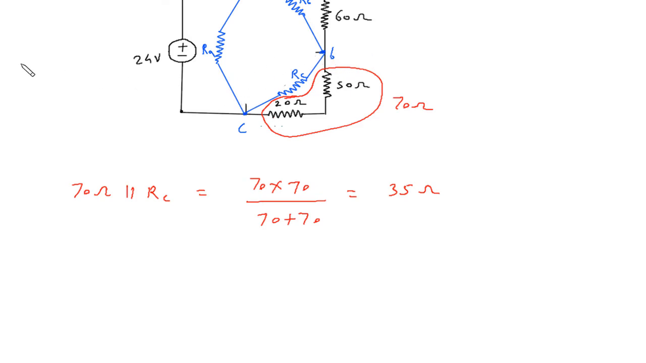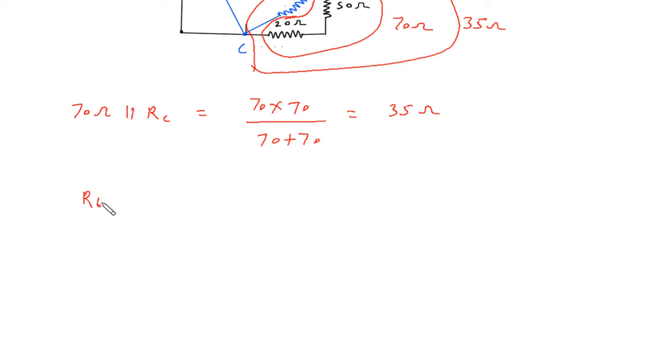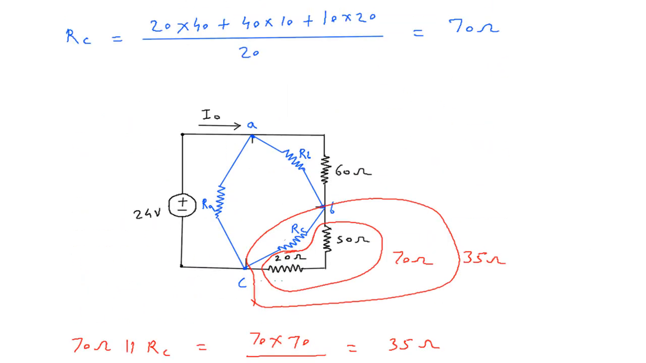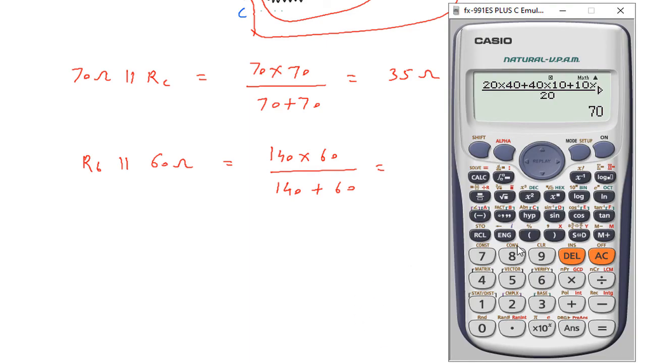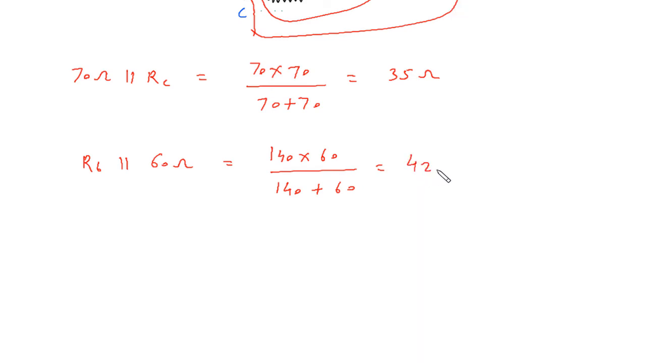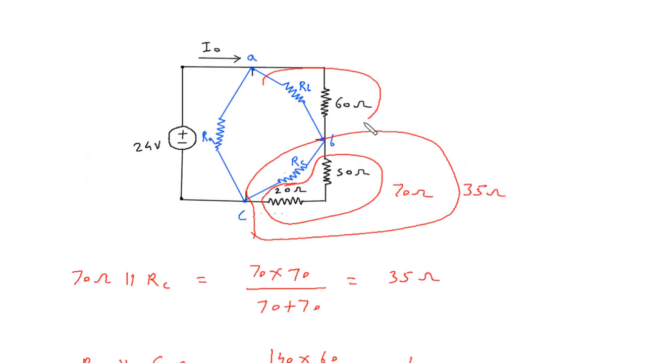So this whole will be 35 ohm. Then this RB is parallel with 60 ohm. The value of RB is 140 ohm. So 140 into 60 divided by 140 plus 60. This will be 42 ohm.